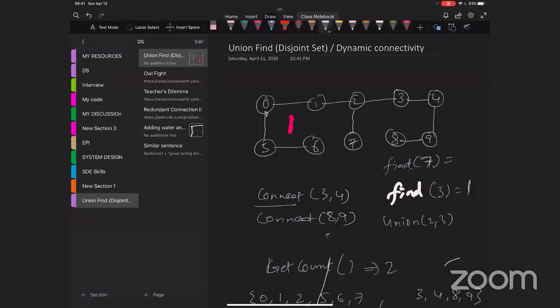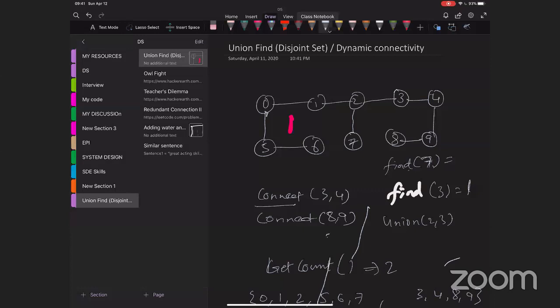Oh, okay. So does it always have to be two different sets, or can I also say union 0 and 1? They are already connected. You can say it, but there's no effect. So it doesn't change your subsequent calls to connected, or how many components you have, or things like that.